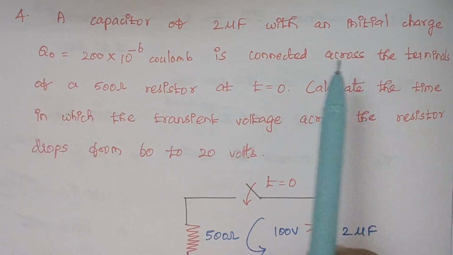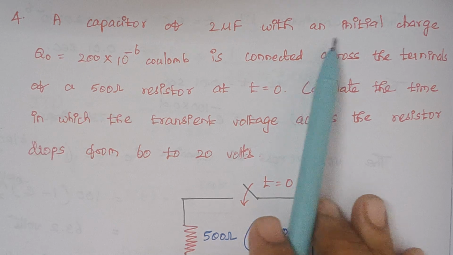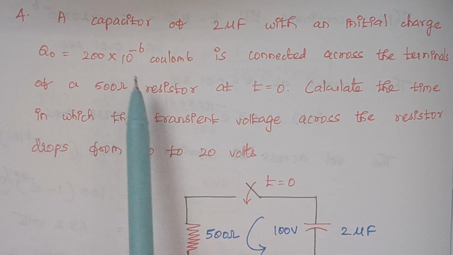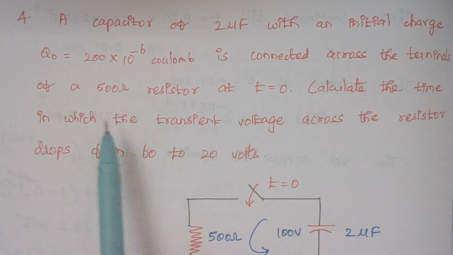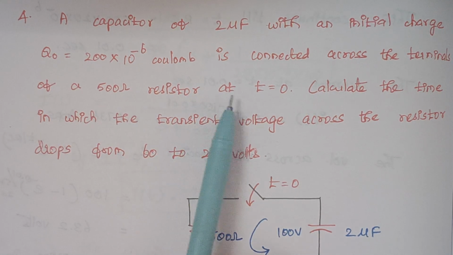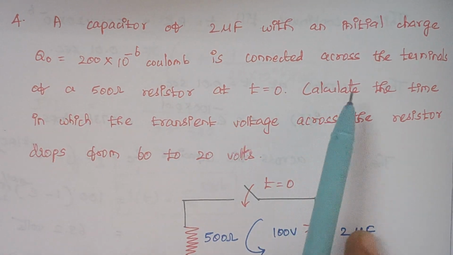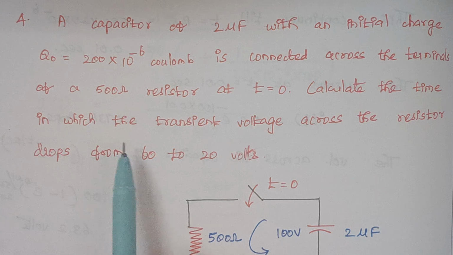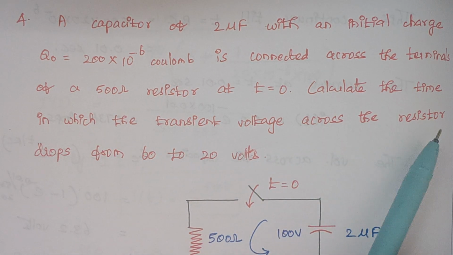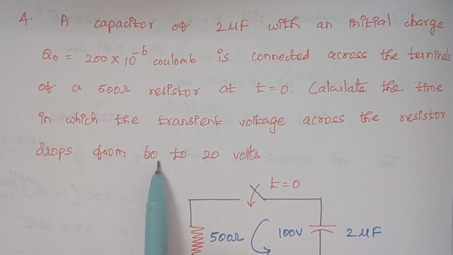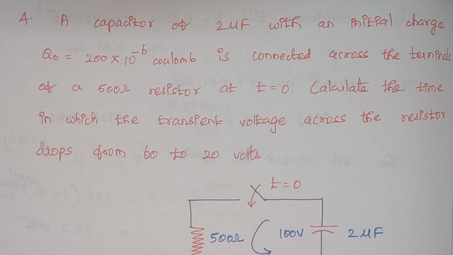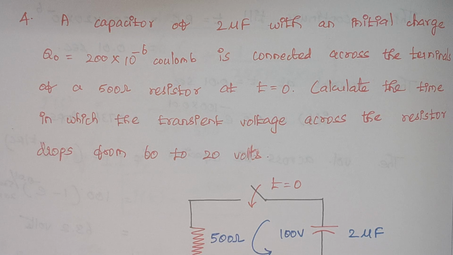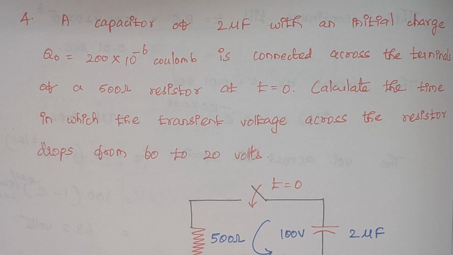A capacitor of 2 microfarad with an initial charge Q0 is connected across the terminals of a 500 ohm resistor at t equal to 0. Calculate the time in which the transient voltage across the resistor drops from 60 to 20 volt. Here we have to calculate the time duration at which the voltage across the resistor drops from 60 to 20, right?